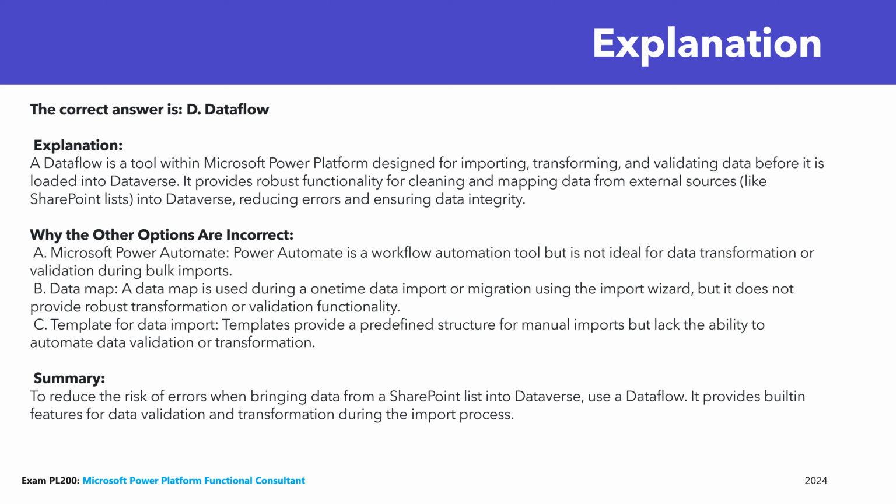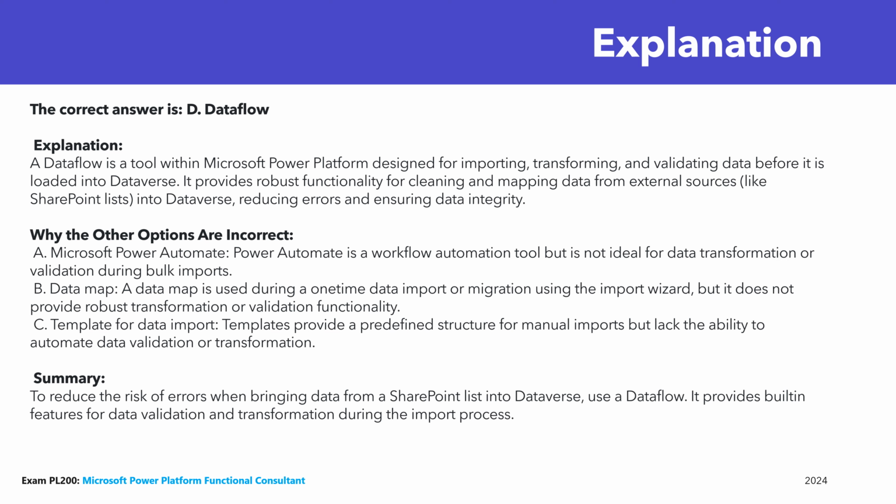The correct answer is D. Data flow. Explanation. A data flow is a tool within Microsoft Power Platform designed for importing, transforming, and validating data before it is loaded into Dataverse. It provides robust functionality for cleaning and mapping data from external sources, like SharePoint lists, into Dataverse, reducing errors and ensuring data integrity. Why the other options are incorrect.